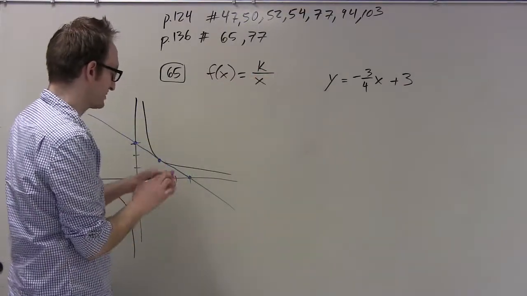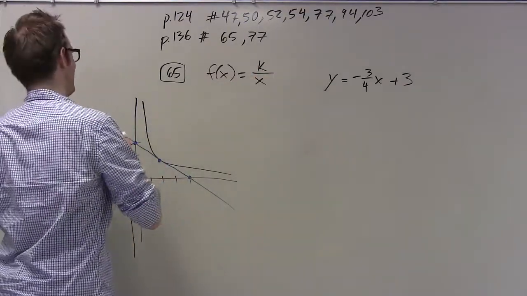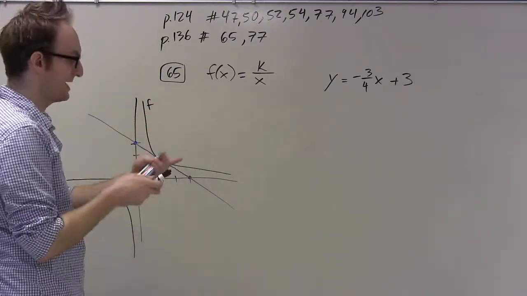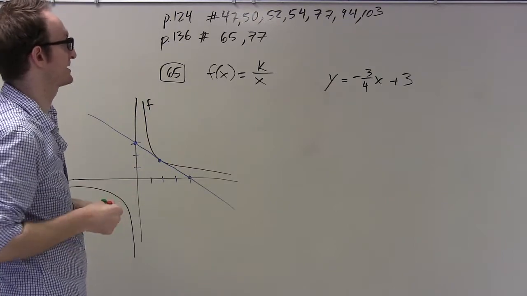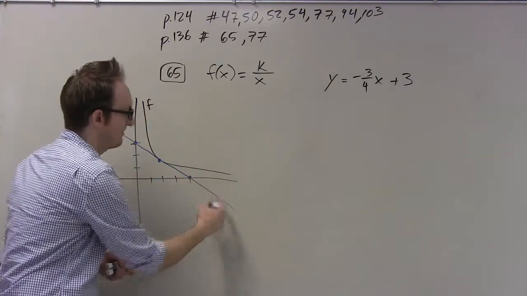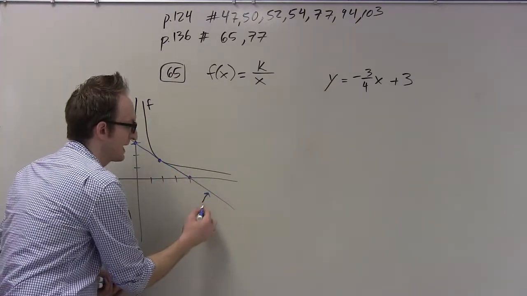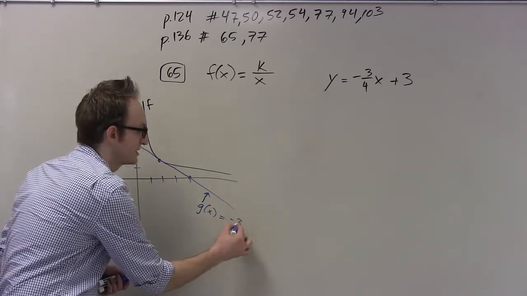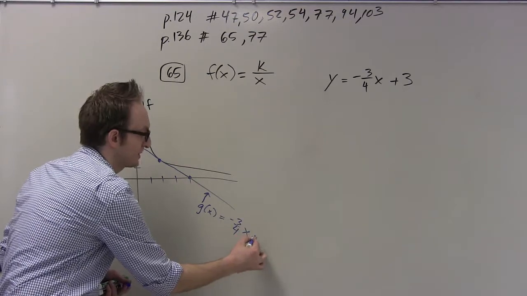And I can maybe think, so this is my original function f. And this is just the line, this is the line negative 3/4 x plus 3. In fact, maybe you want to even give this a name, like a new function. You could call it maybe the g function. The g function is, well, it's negative 3/4 x plus 3.